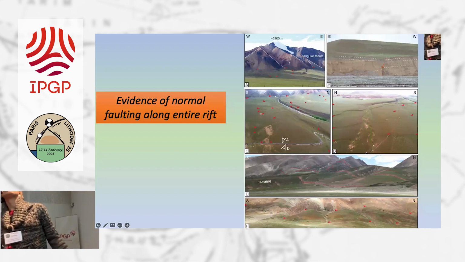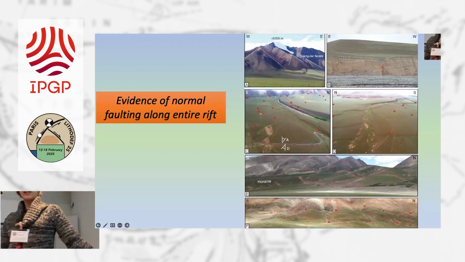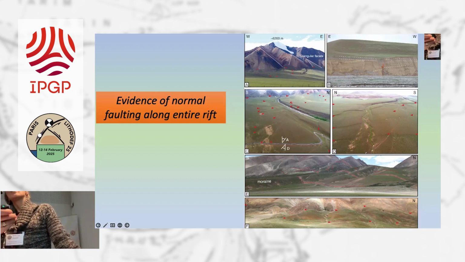So all along the northern Xainza Rift, actually all along the rift, you have evidence of normal faulting. You have these very impressive triangular facets. You have offsets in the terrace risers of sediment layers. You have these numerous faults facing east, facing west, and also faults cutting older surfaces such as moraines.